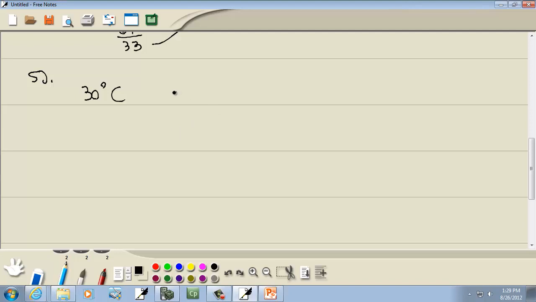You take your Celsius, and they actually have the little degree symbol there. They put it out in front, not that it matters. And then you multiply that times 9/5, and then you add 32. And that's going to give you your Fahrenheit.